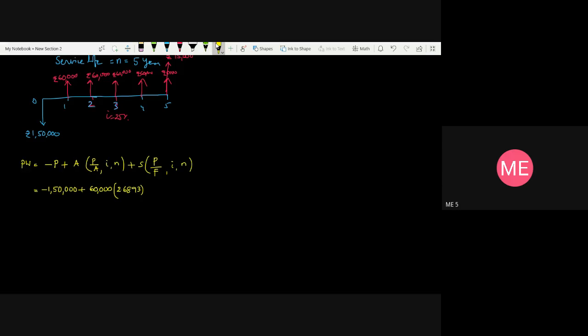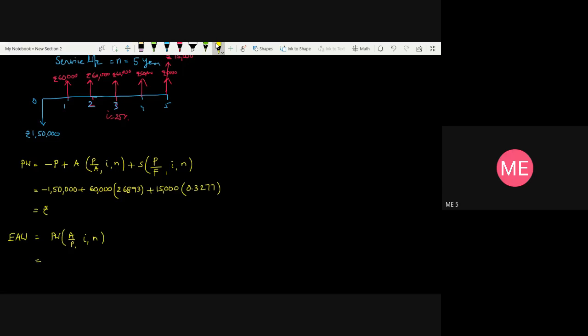2.6893 plus salvage value is 15,000 into P by F, comma I, comma N. So that is 0.3277. So simplify this and tell me how much the present worth is, in rupees. Then we can use the equated annual worth. Whatever present worth you got, P, I can write A by P, comma I, comma N.